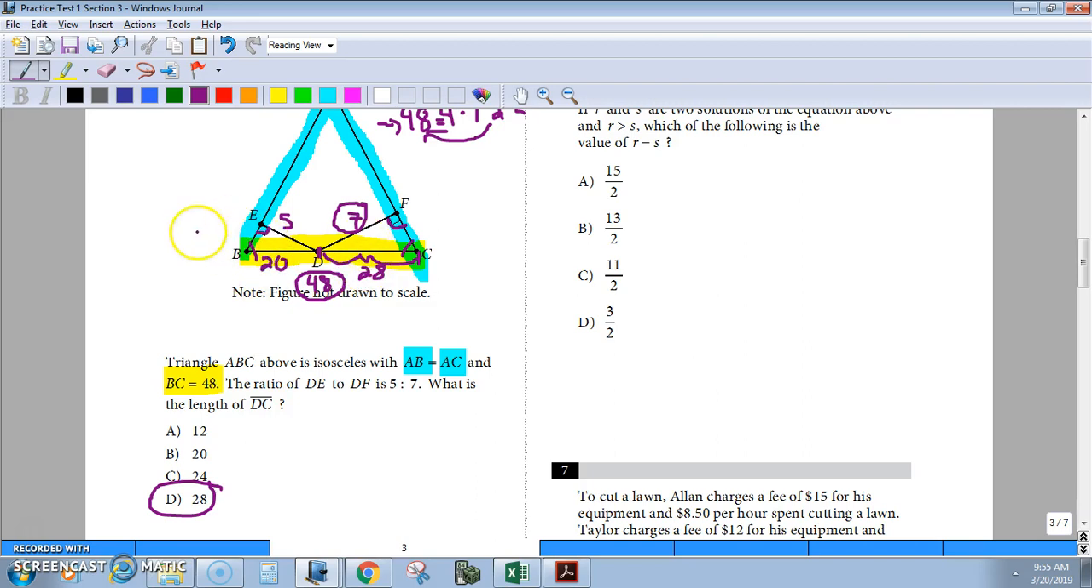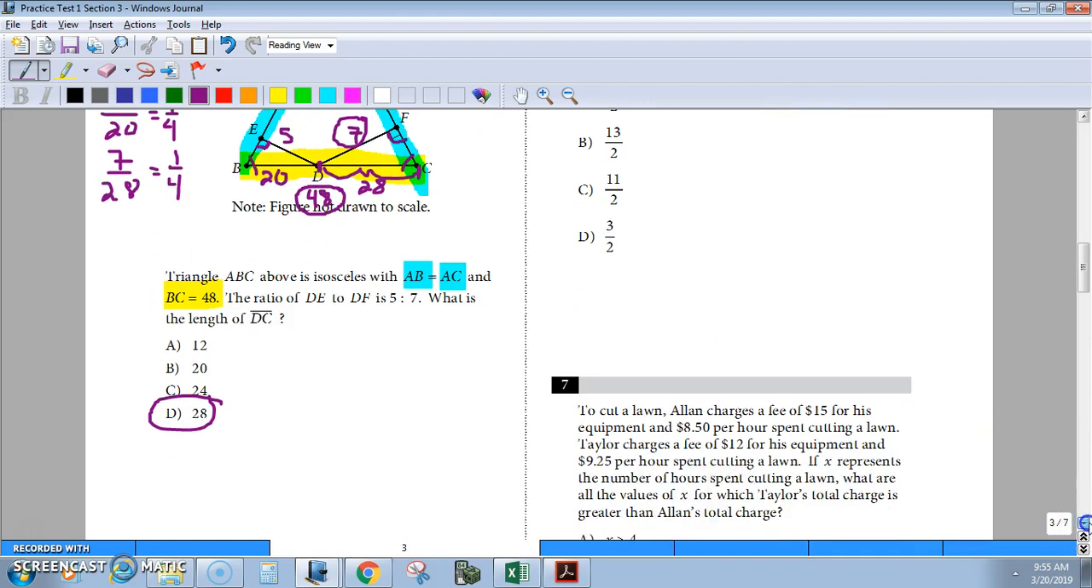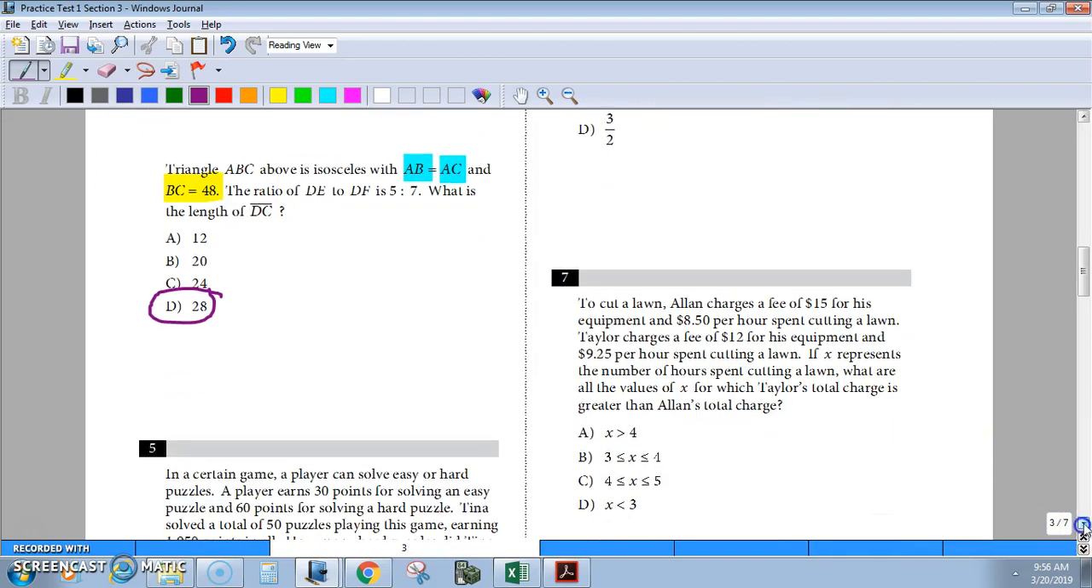And you can tell that it's the same thing, because if I do this triangle, you could check yourself if you had time. 5 over 20 is the same as 1/4, and 7 over 28 is also the same as 1/4. All right. Question 5.